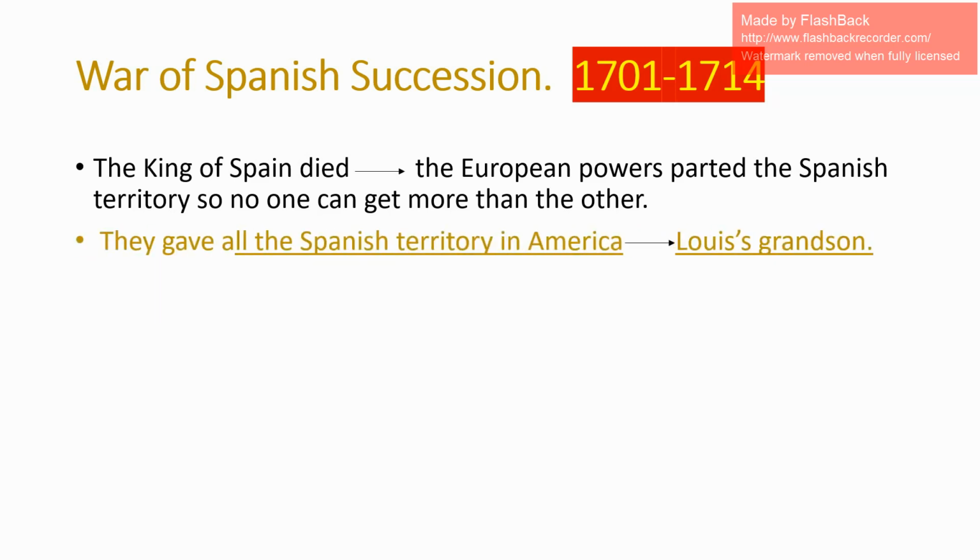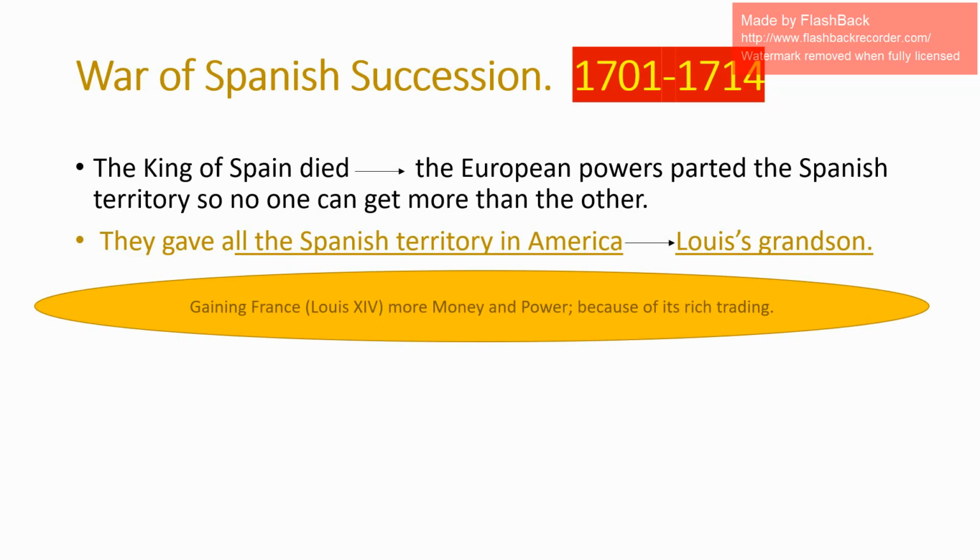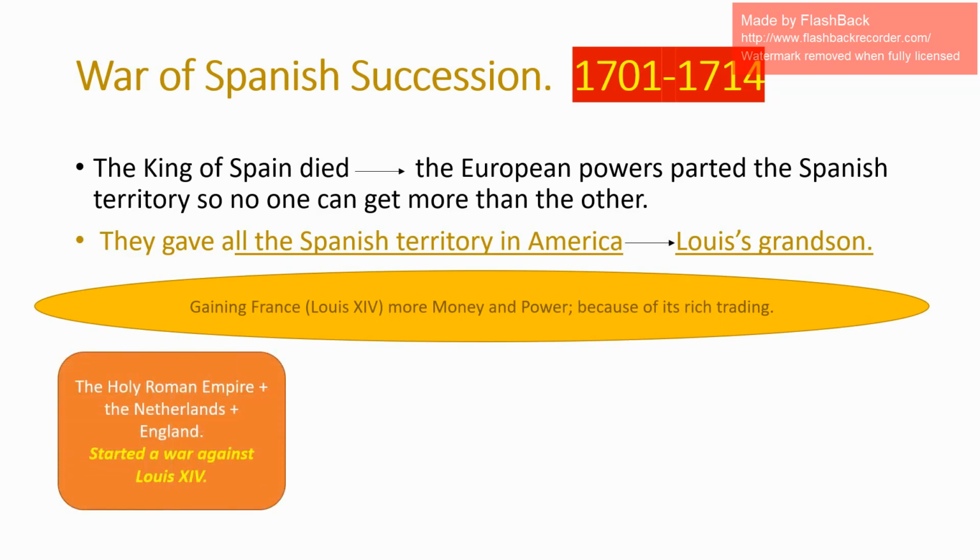Because France was so powerful, they gave all the Spanish territory in the Americas to Louis's grandson. Louis now had more power, more money, and very rich trading between France and the Americas because of his grandson. The Holy Roman Empire, the Netherlands, and England did not like what happened, so they started a war against Louis XIV. They said, we cannot accept that Louis XIV will become more powerful and maybe take over our land.